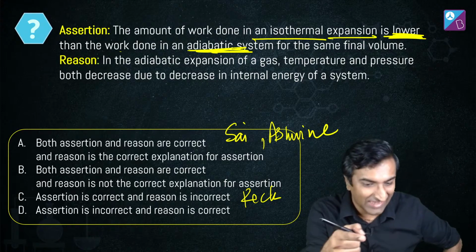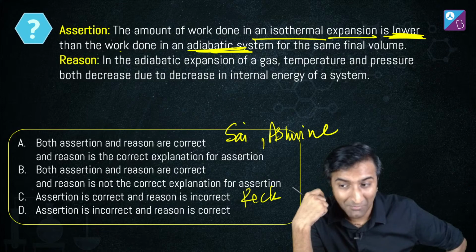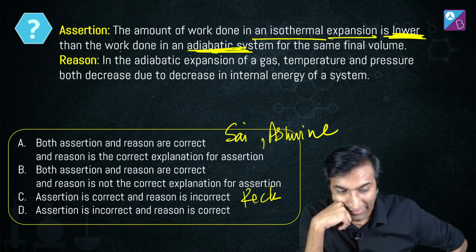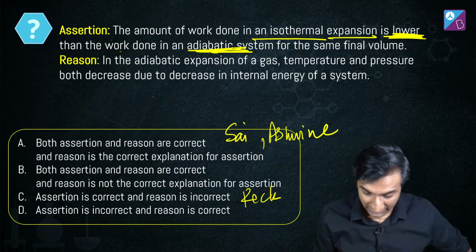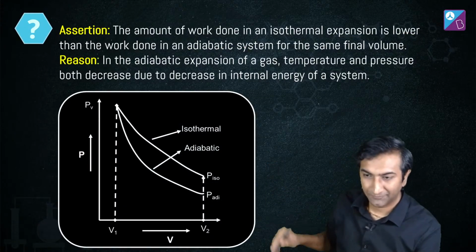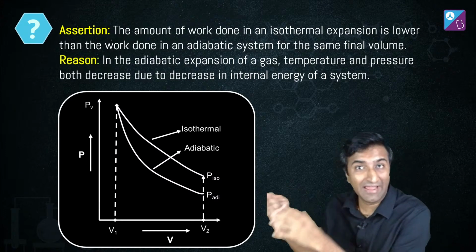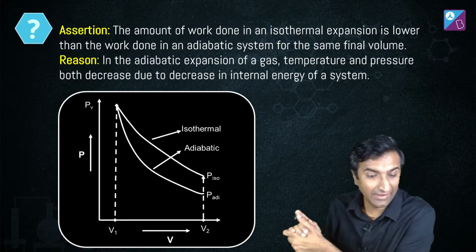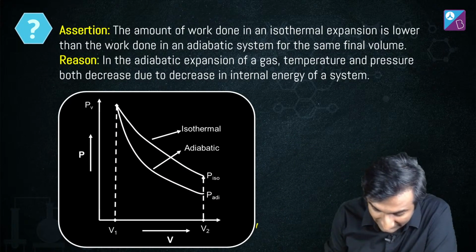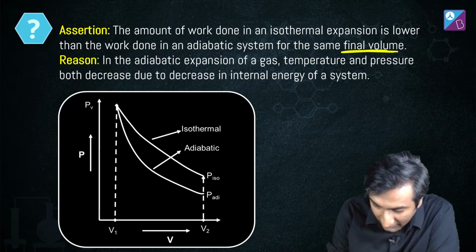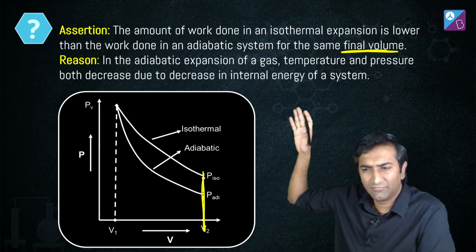Do you hear what Sai is saying? Sai has hit the nail on the head. They remember this correctly. If that is correct, then A cannot be the answer. Let's think about that. Let me show you the graph. This is the graph right here. P versus V, isothermal and adiabatic. Hey, Yash, what's up? So, for the isothermal system, remember, it said that the final volume is the same. That's what I've done. Same final volume.